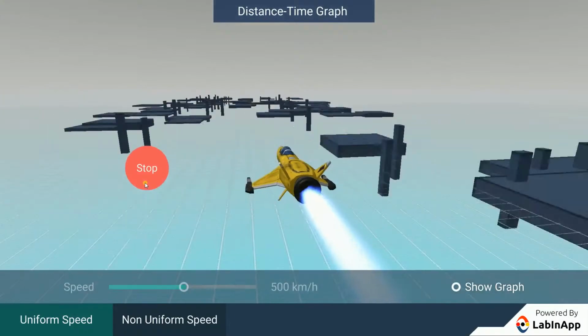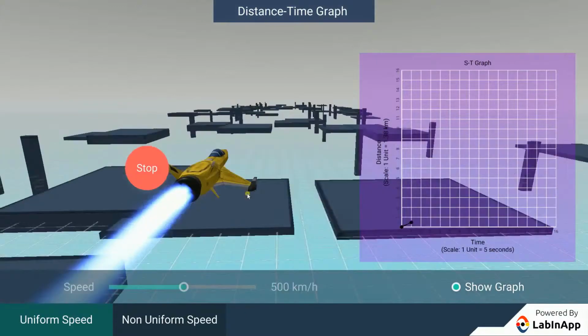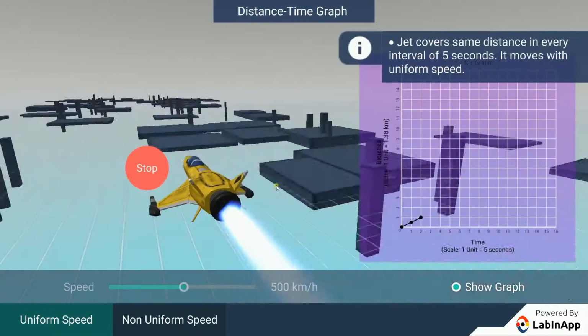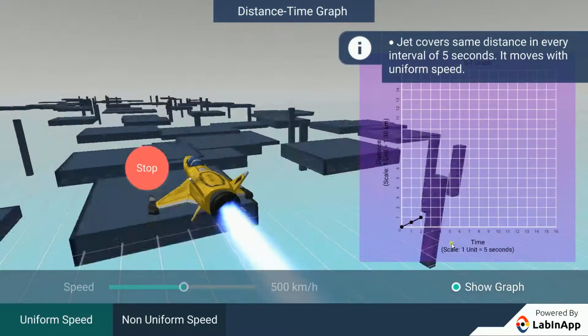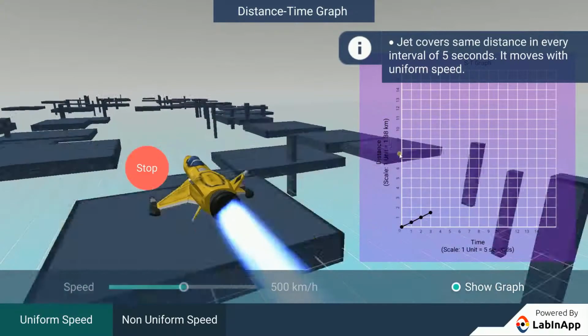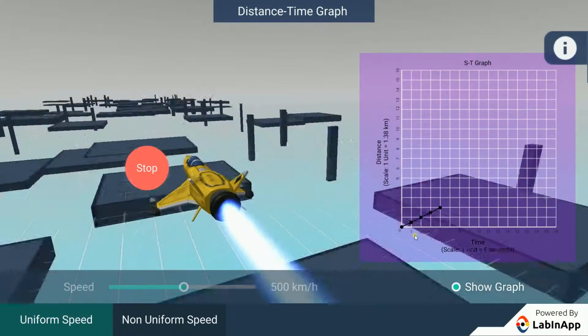Now, plot the jet's motion on a graph, with time taken along the x-axis and distance along the y-axis. This is known as a distance-time graph. The graph is a plot with the values of distance traveled in equal intervals of time.